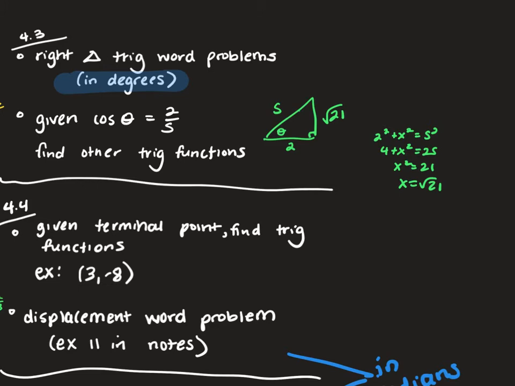And then you'll set up your sine, cosine, tangent, whatever else it might ask you. It's not going to ask for all 6, but it'll ask you for one or a couple, and you'll want to be able to set those up. Always rationalize, always simplify.